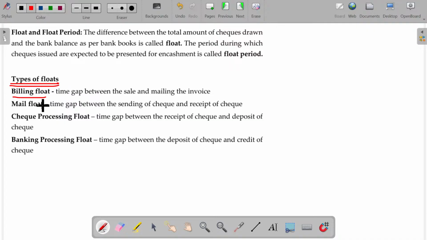We have billing float, mail float, check processing float, banking processing float. So these are the four floats we have. Billing float is nothing but delaying the bill. After the work is done, if I ask the supplier to make the bill ready, he says, sir, wait, I will take 2 or 3 days to get the bill ready, because it's time consuming.